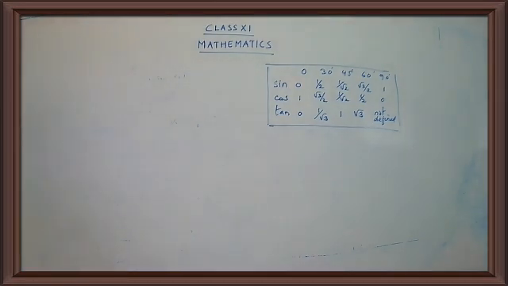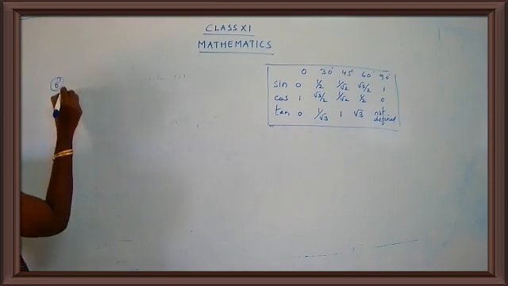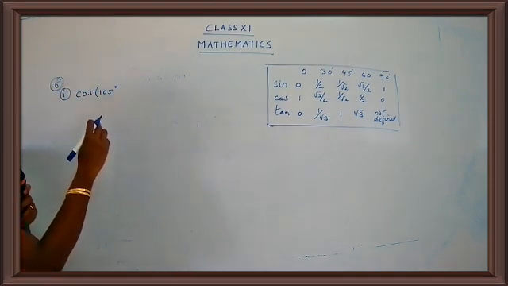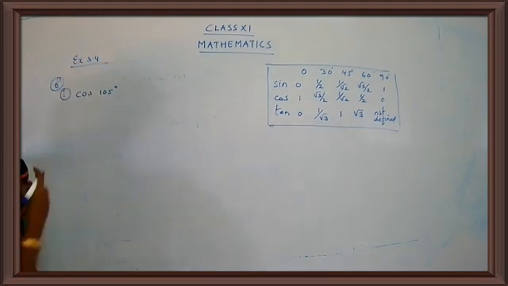Okay. Now let's start with our fifth sum. Find the value of the first one. Sum number 5, first one: cos of 105 degree. So this is exercise 3. Find the value of cos 105 degree. Now I don't know the value for 105 directly.